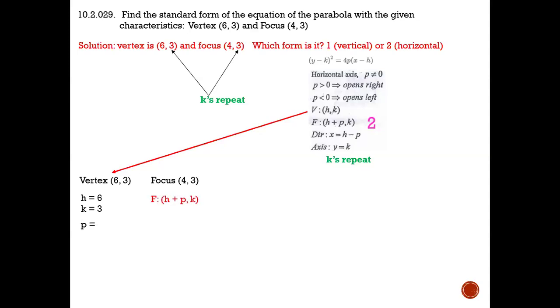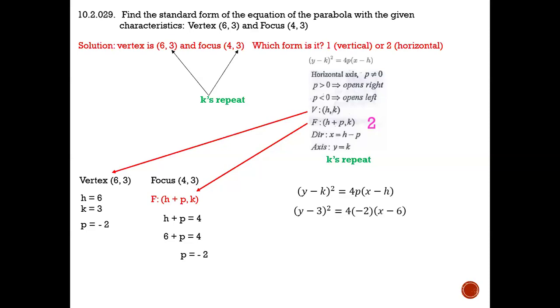There's a formula to find my focus, given that h plus p is equal to the x-coordinate of the focus. So let's find out what p is. Given that h is 6 and the value here is 4, solving for p, I get p equal to negative 2. Now that I have p equal to negative 2, it's just plugging into the formula and doing a little simplifying. We get our answer: (y minus 3) squared is equal to negative 8 times (x minus 6).